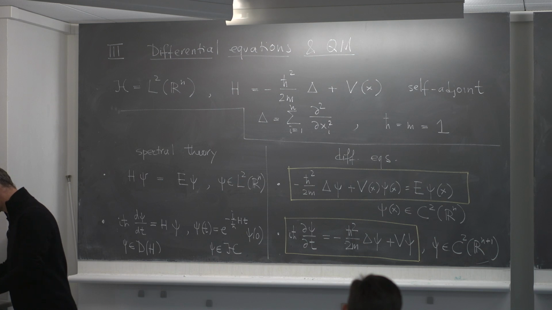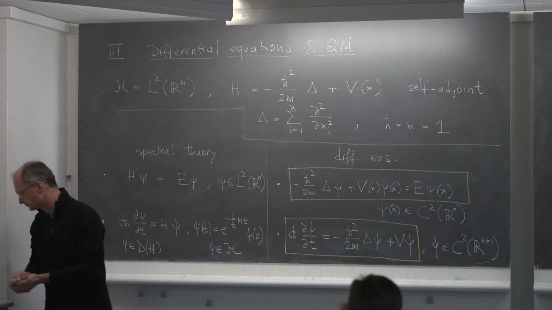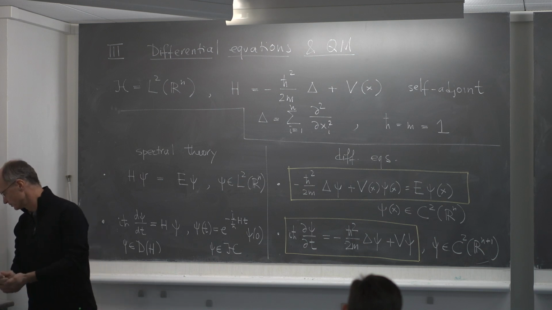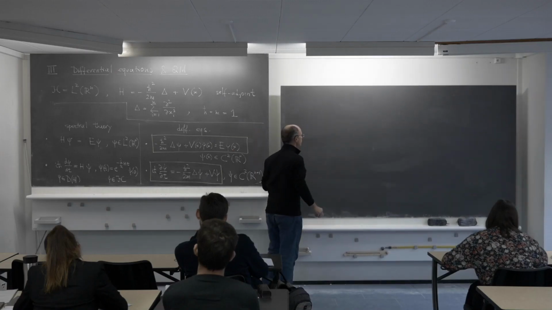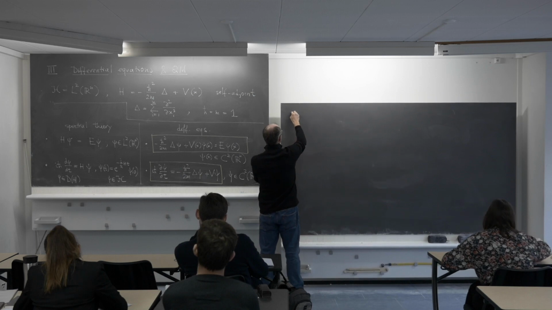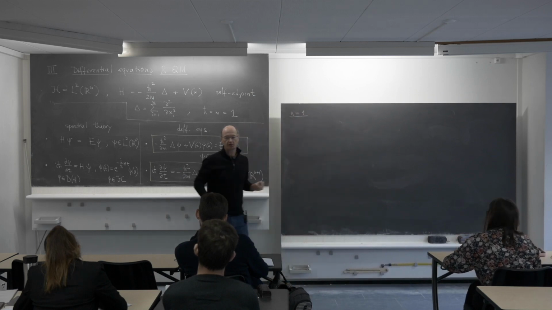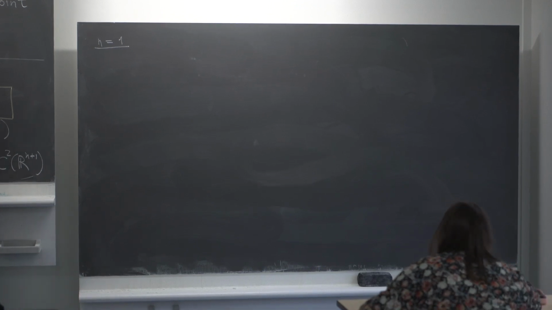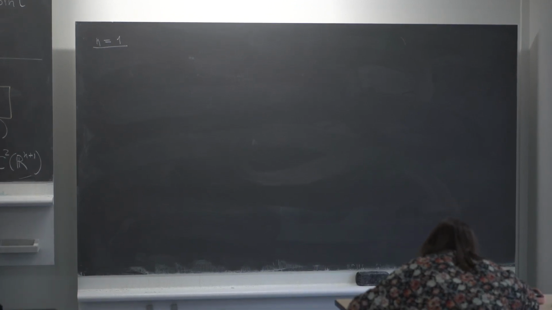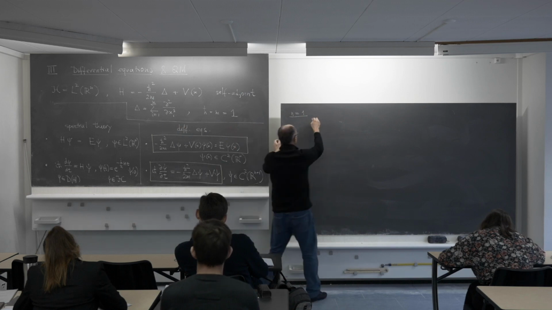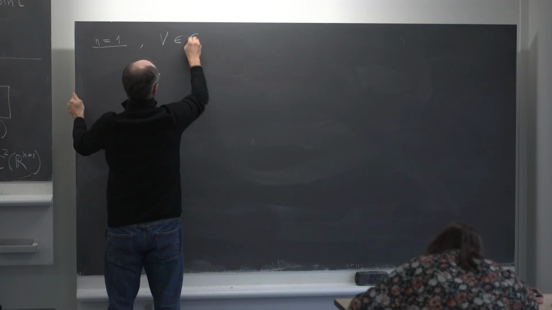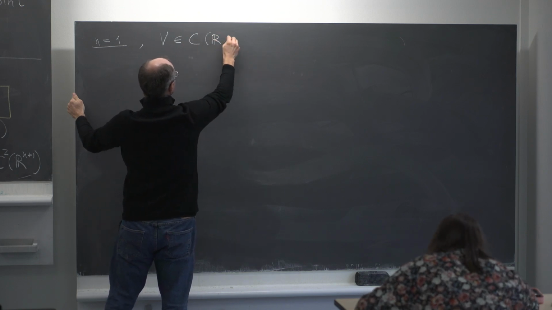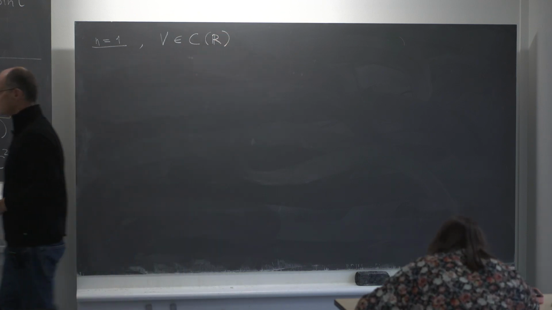So now let's do the following. Let me fix for most of this discussion n equal to 1, even though we'll deviate from it from time to time. So the dimension will be 1. And we always assume that V is a continuous function.